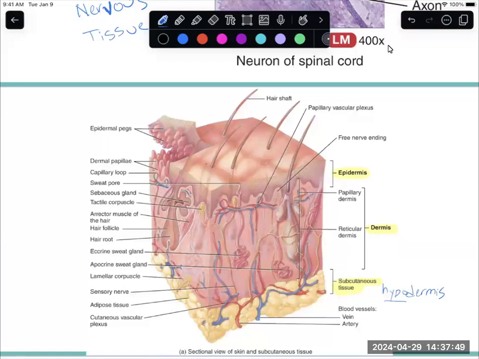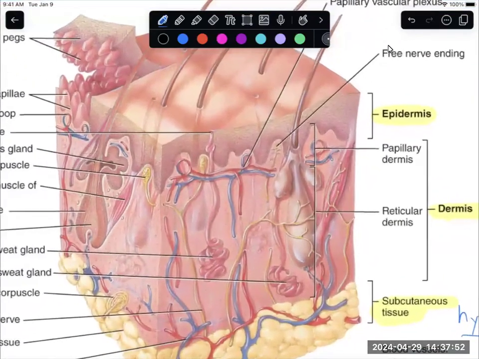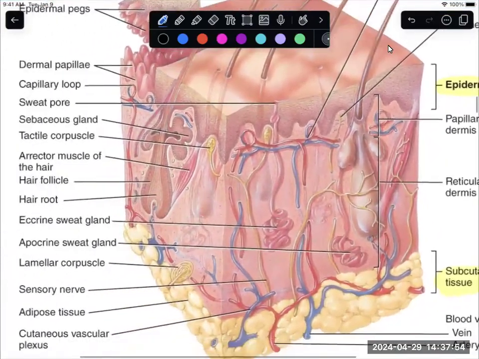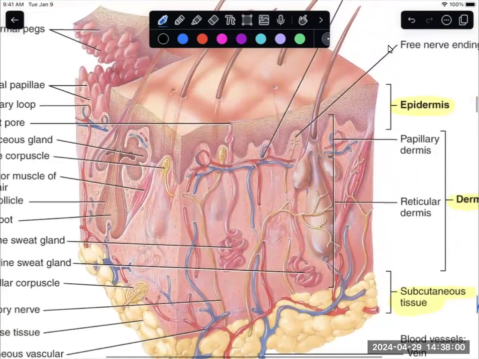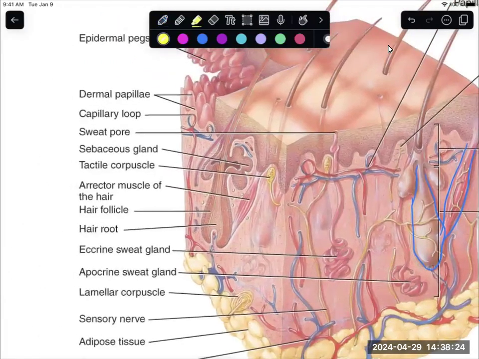But let's look at some of the features of the dermis. Within the dermis, we're going to have hair follicles. This is a hair follicle. In this hair follicle, we're going to have a muscle that's attached to it. This is a smooth muscle. This muscle contracts and gives you goosebumps. It causes your hairs to stand straight up. That is known as the erector pili muscle.